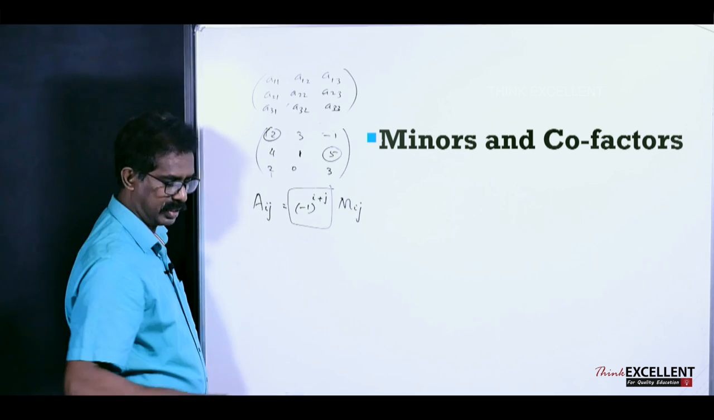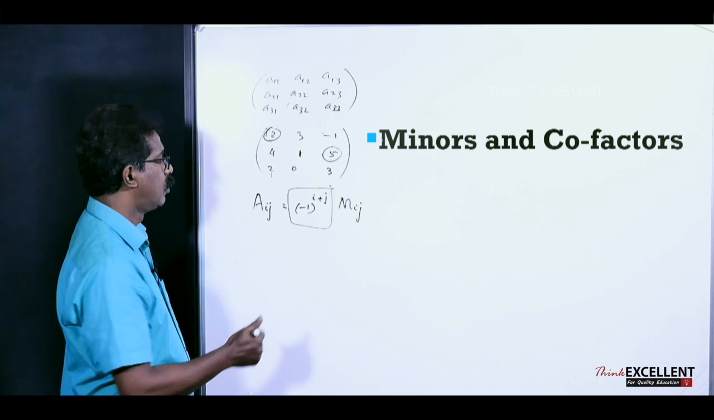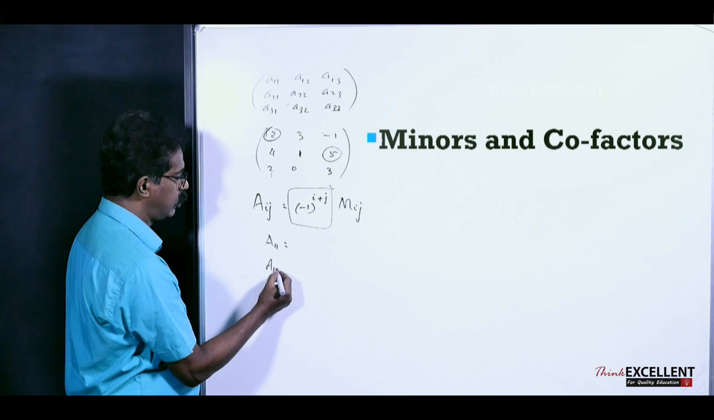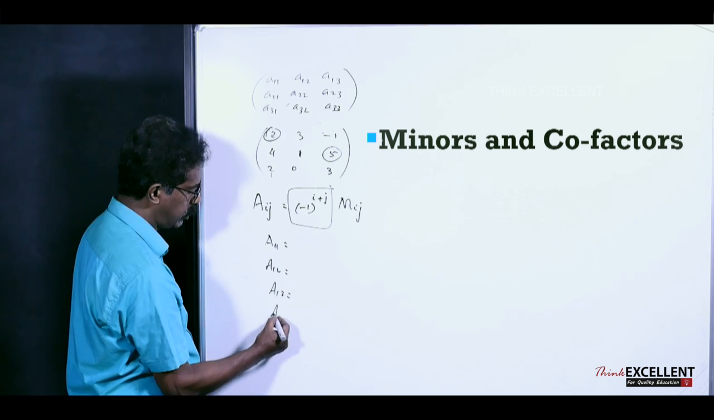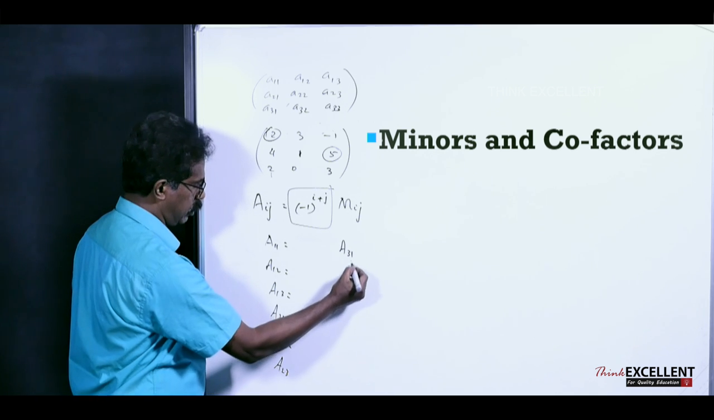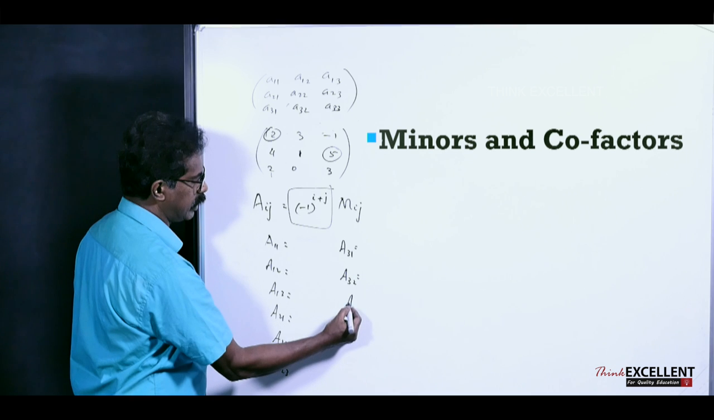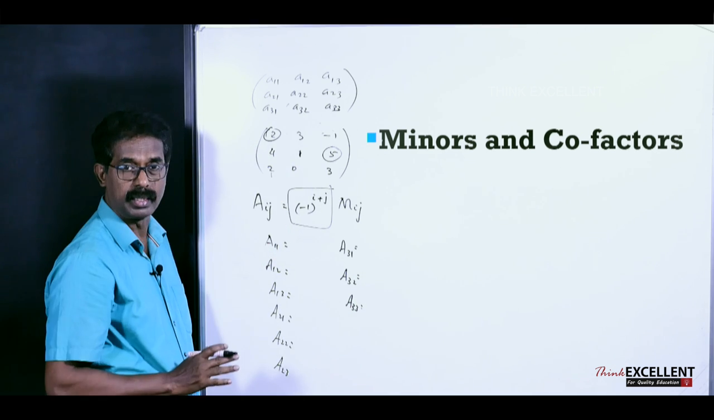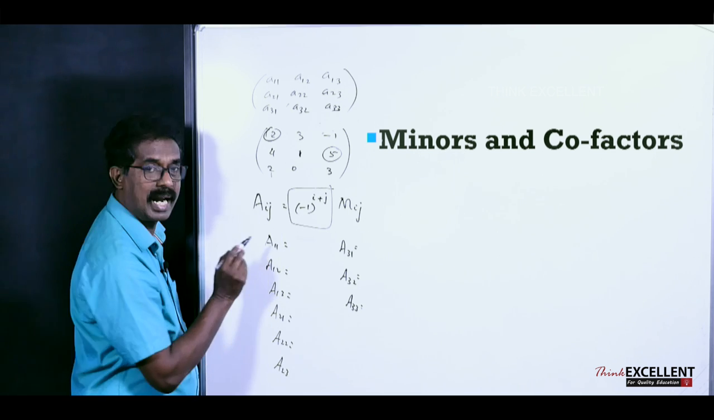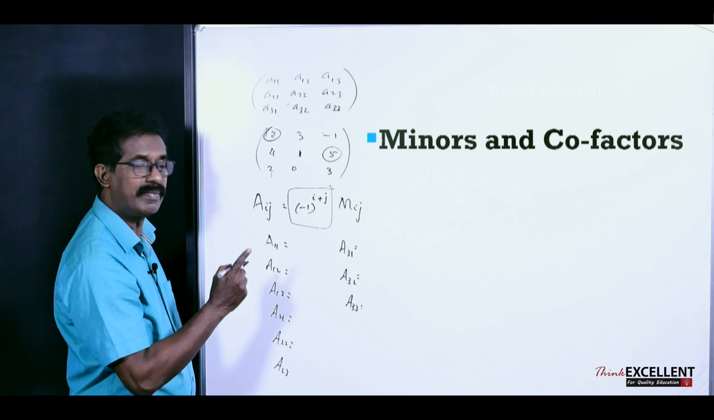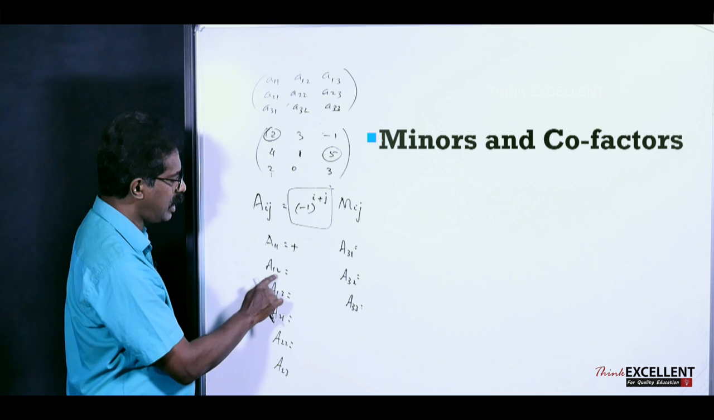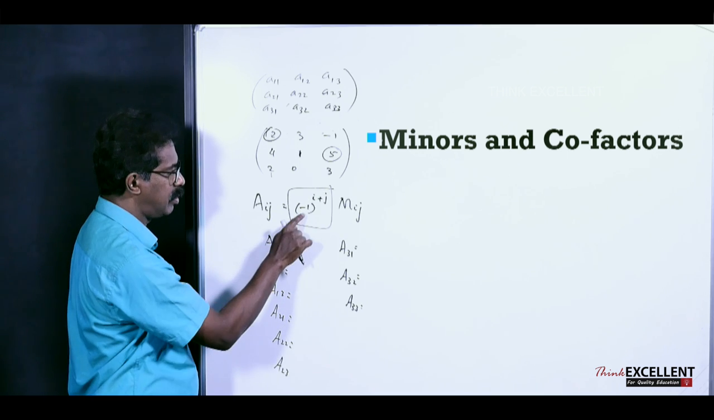When you find a cofactor, if they give the element, suppose you want A11, A12, A13, A21, A22, A23, A31, A32, A33, if it is a 3 by 3. We see the sign. Here see the suffix 1, 1. Add it: 1 plus 1, 2. 2 is an even number, so you put plus. 1 plus 2, 3. 3 is an odd number, so you put minus.